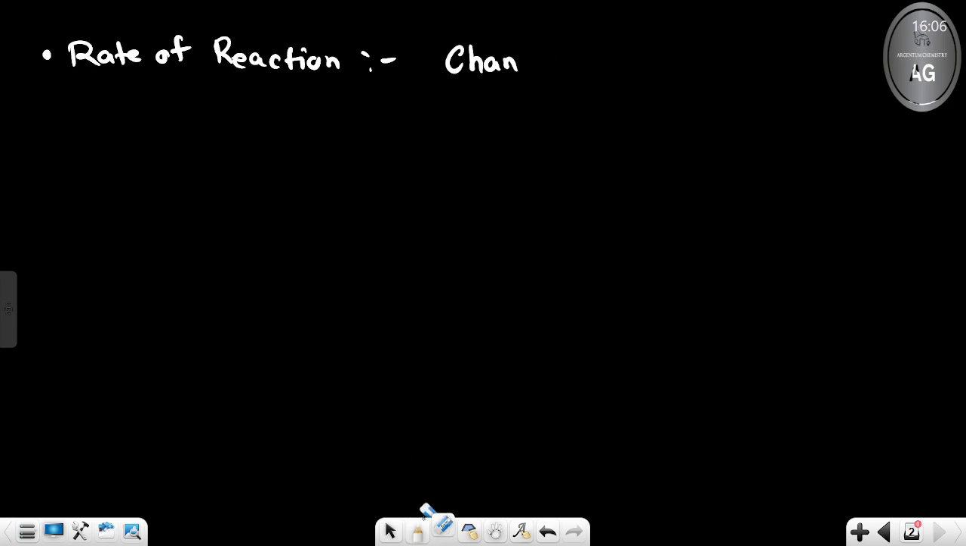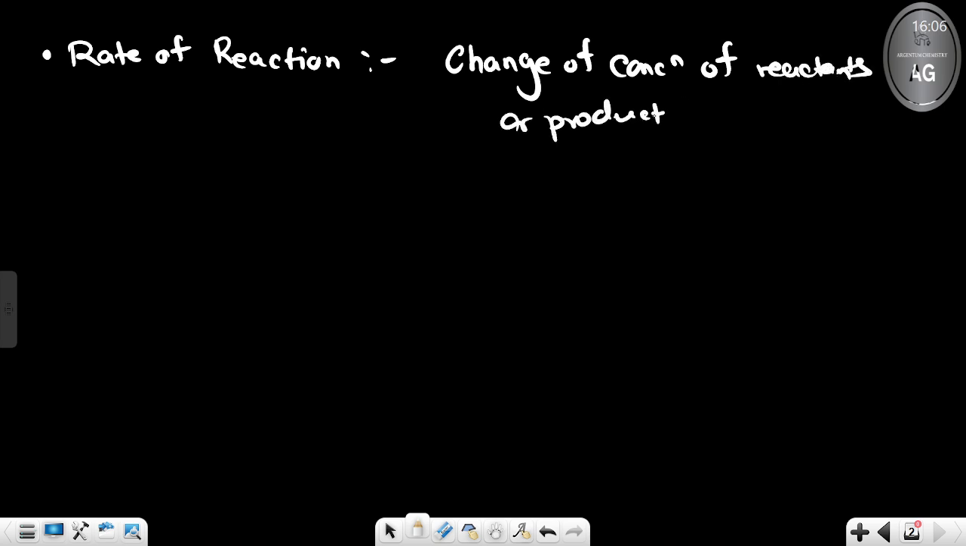Change of concentration of reactants or products. So rate we can define using any of the cases. We can take up the reactant and say this is the rate of the reaction. We can take up the product also, we can say this is the rate of the reaction. Understood? This rate we have defined into two terms. One is called average rate of reaction, and one is called instantaneous.